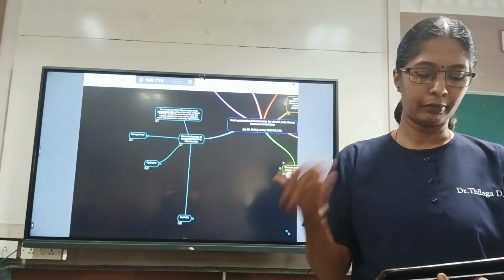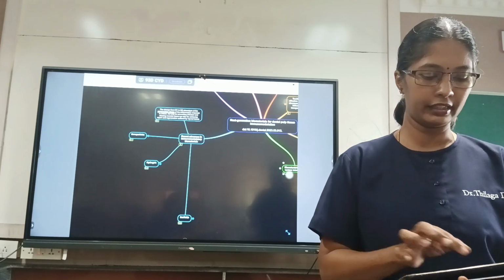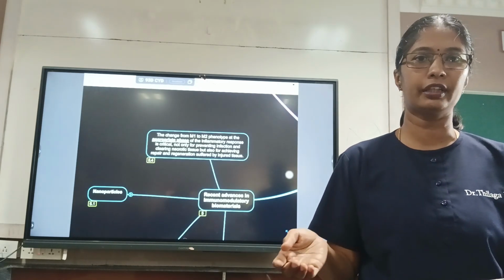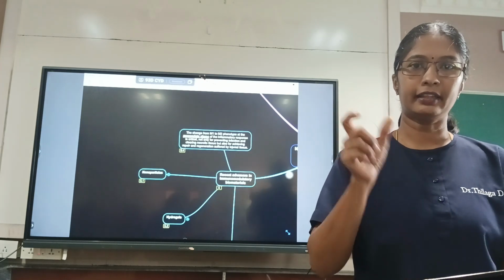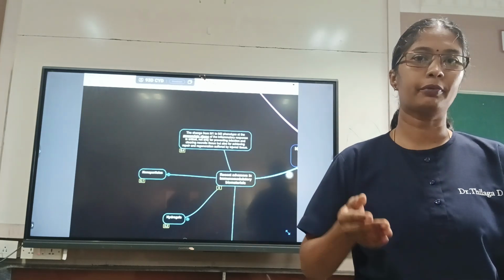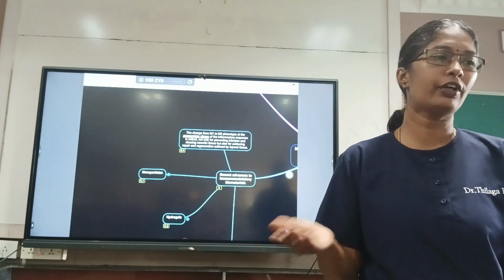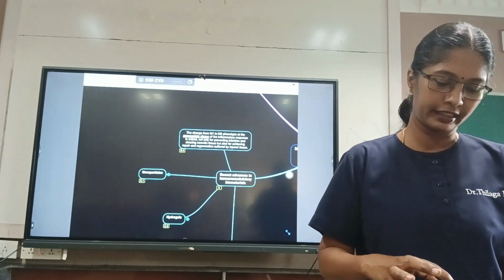So the change from M1 to M2 macrophage at the appropriate phase of an inflammatory response is critical, not only to prevent the infection and remove necrotic tissues, but also to promote healing. So at that particular time it has to change from M1 to M2. If M1 prolongs, there is more inflammation. M2 cannot happen earlier because the inflammatory reaction only supplies the macrophages to that area.